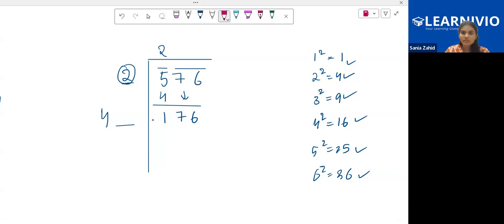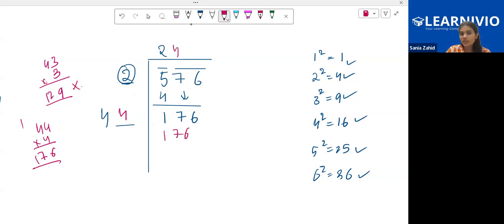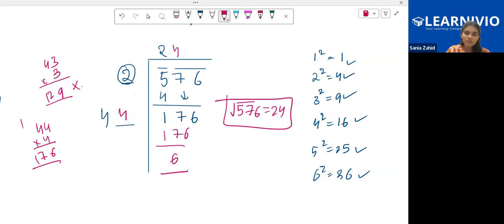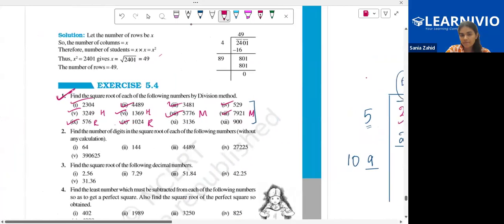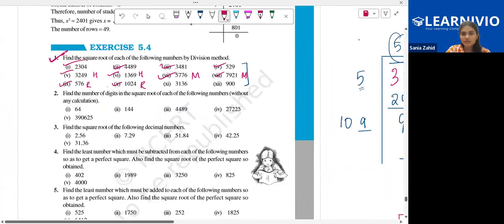Try writing 3. 43 into 3 is what? 129. No, that's incorrect. Try writing 4. You get 176. So you can write down 4. So 44 into 4 gives you 176. So what is your answer? Under root of 576 gives you 24. Clear? Understood, Rida?